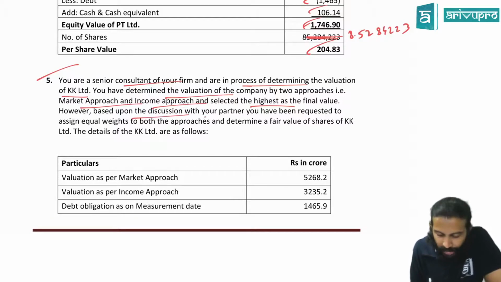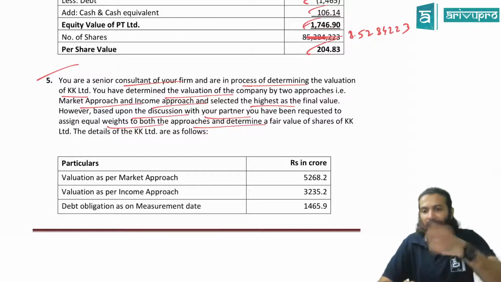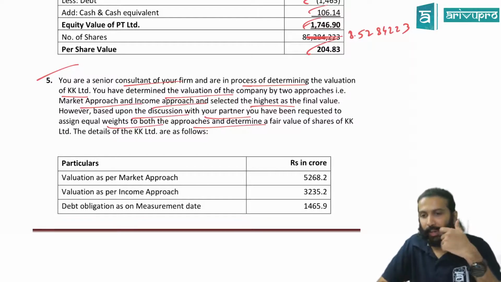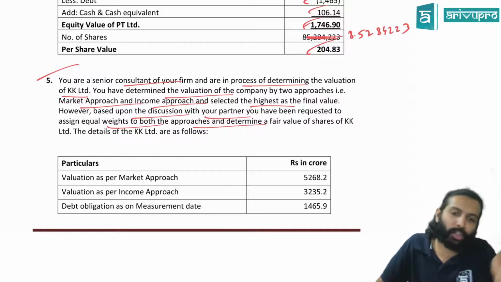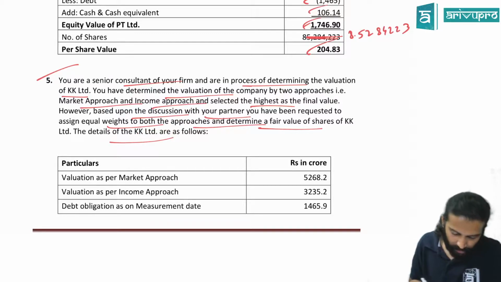However, based upon the discussion with your partner, you have been requested to assign equal weights to both the approaches and determine the fair value. You did the valuation already and took the highest one. Your partner is saying to assign equal weightage to both. Whatever you get, that weighted average valuation you take as the value of the company. Determine the fair value of KK. The details are as follows.